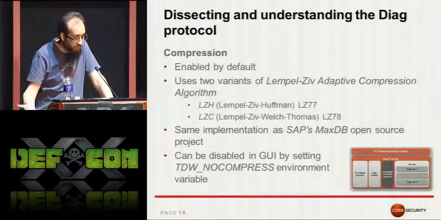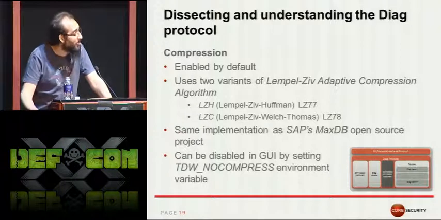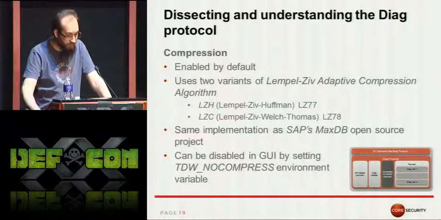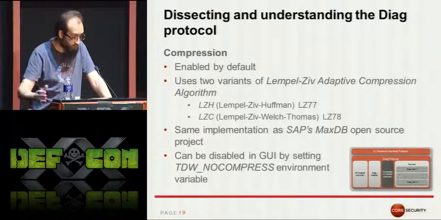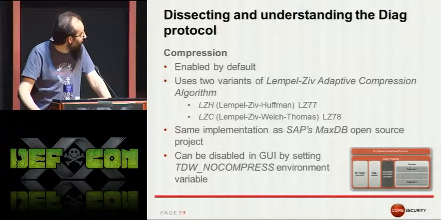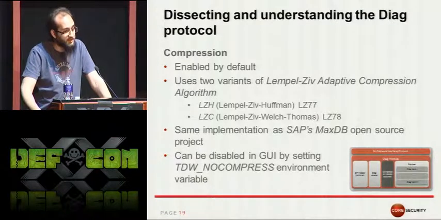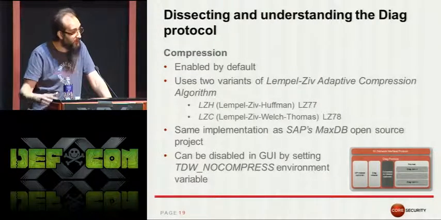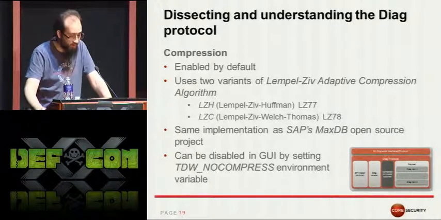So about the compression, well, it's enabled by default. It uses two different variants of the Lempel-Ziv compression algorithm, LZ77 and LZ78, and it's the same implementation as in the MaxDB open source products. So this code is available. And one interesting thing is that it can be disabled in the GUI application by setting a special environment value.